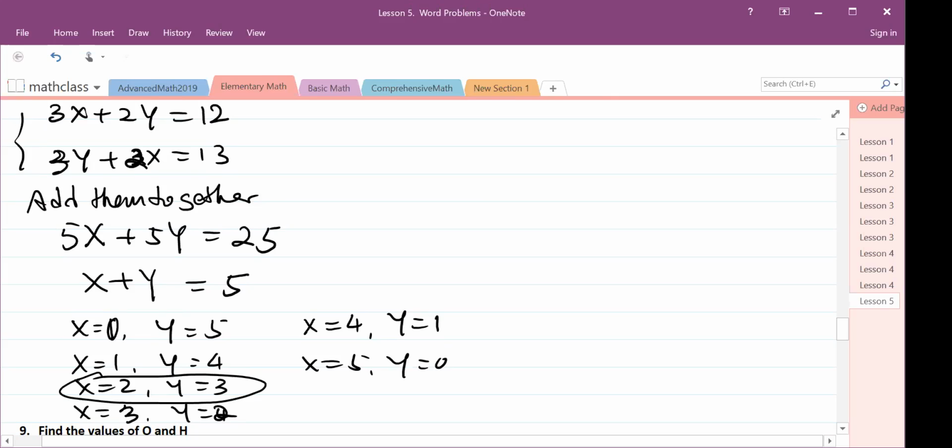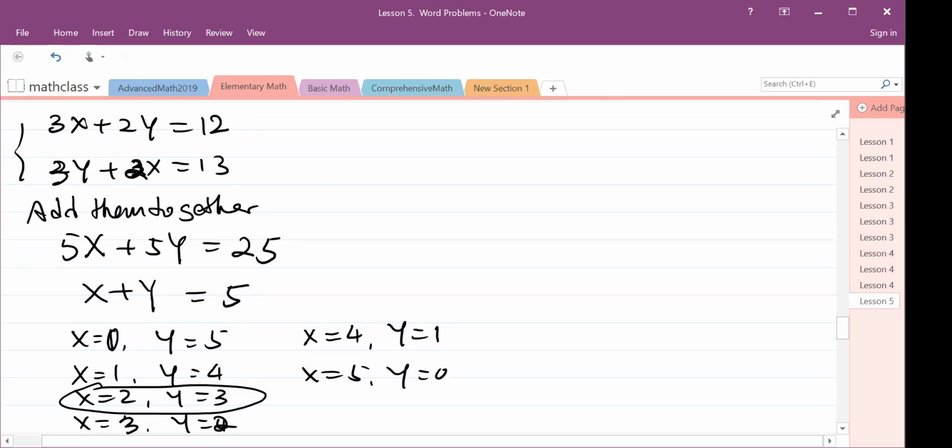There are not many choices for x and y. If you don't like to see negative numbers, you know that x and y both are positive at the very beginning. Normally all the problems here have positive numbers. So then you can check: 3 times 2 plus 2 times 3 equals 12, and 3 times 3 plus 2 times 2 equals 13. So that is the only solution.